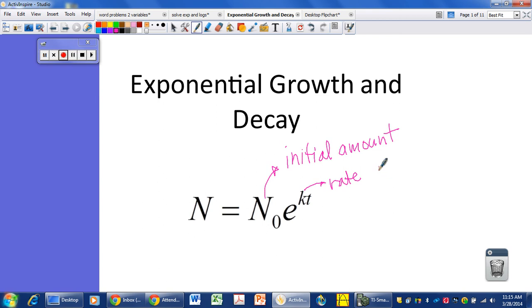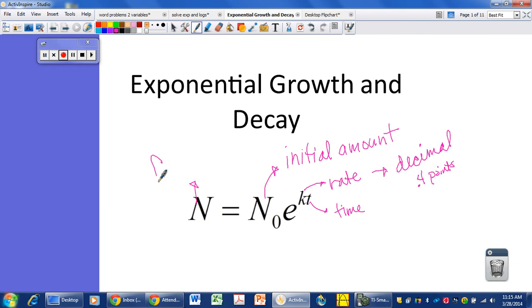Okay, if we're talking about money, this is always as a decimal. So they might give you a rate as a percentage. You always want to change it into a decimal. And usually, if you can, have 4 decimal points. Okay, 4 decimal point accuracy. And T is the time in years or days or whatever the units happen to be.